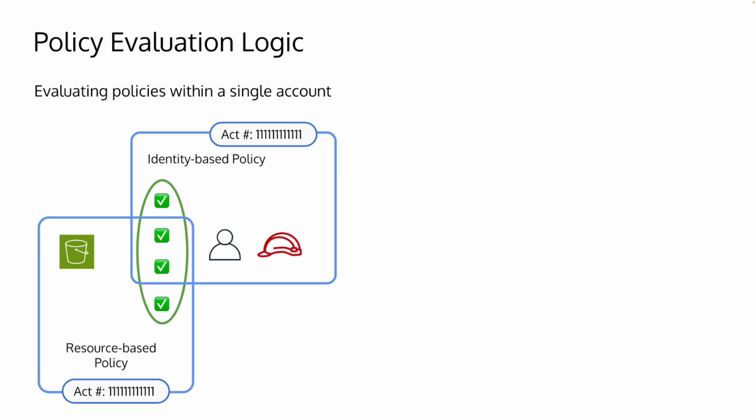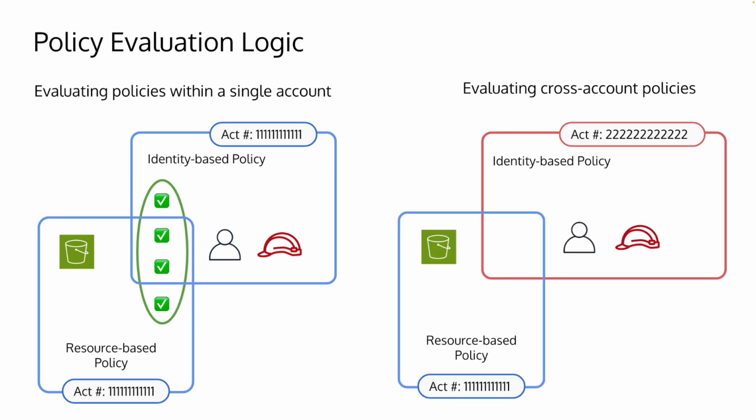Now let's say it's the same setup except the user or role is in a different account than the bucket. We now have to apply cross-account evaluation logic. If the user or role allows certain S3 actions on the bucket, and the bucket policy allows certain actions by the identity, what actions can be performed? Well, with cross-account policy evaluation logic, only the actions that both the identity and the resource allow are able to be performed. Let's take a look at some examples.